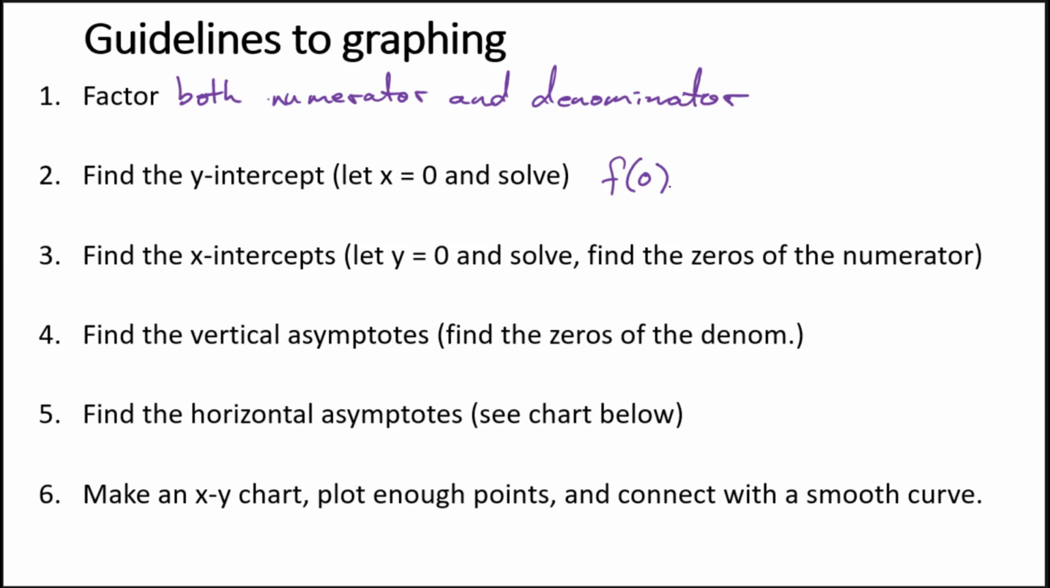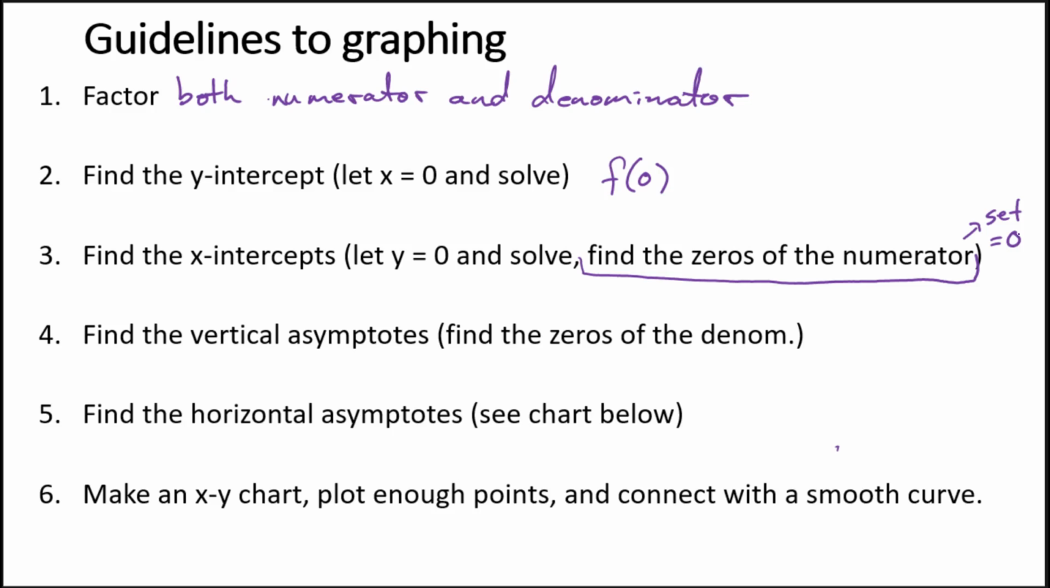Step 3, find the x-intercepts. That's where we set y equal to 0 and solve. But all you really need to do is take the numerator, set it equal to 0, and solve. Step 4, we'll find the vertical asymptotes. That's finding the zeros of the denominator. So same way, take the denominator, set it equal to 0, and solve.